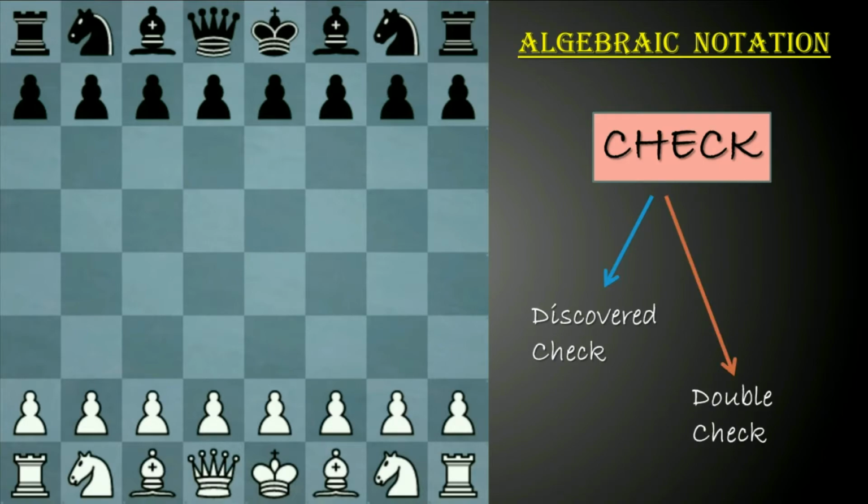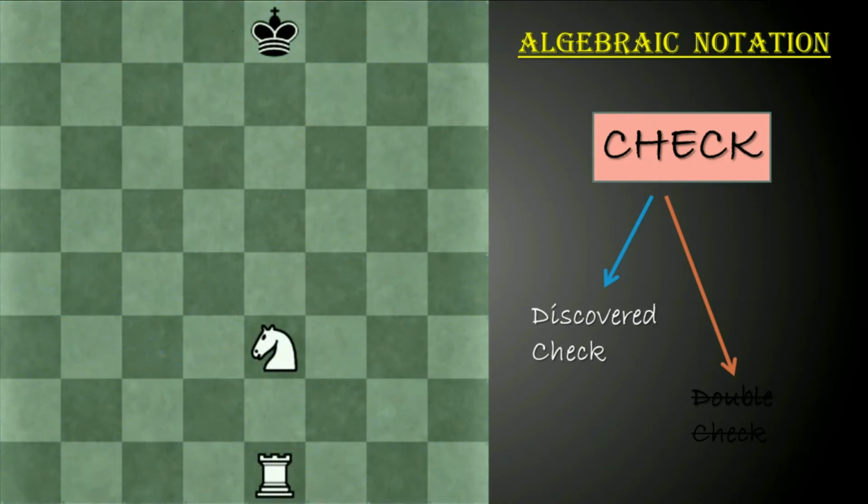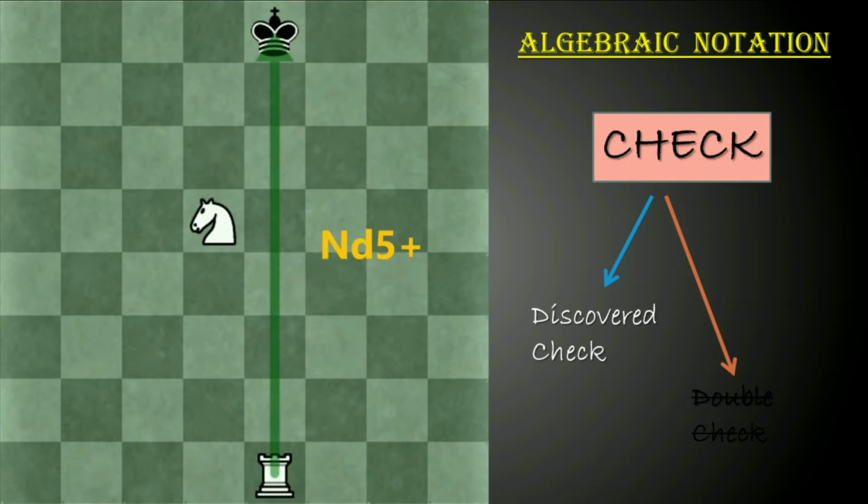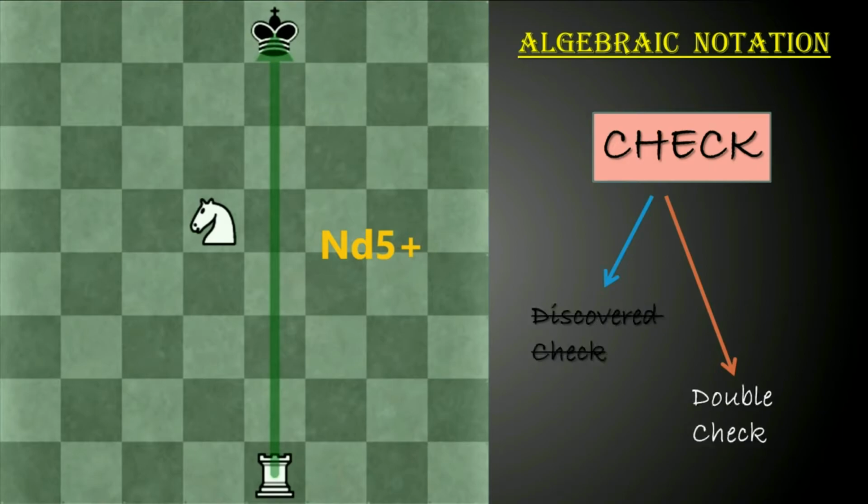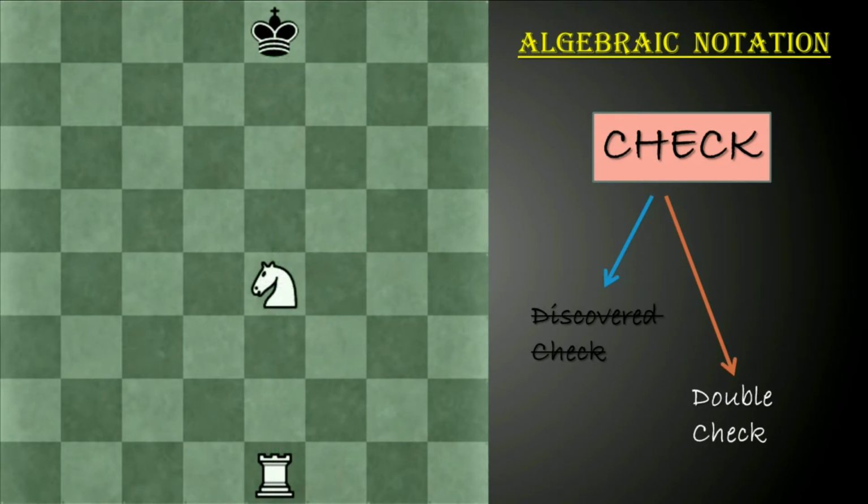Let's see. First, discovered check. Here by moving the knight, we can check the black's king by the rook. Say for example, knight moves to d5 and it is check. How is it recorded? Nothing new to add here. Just write down Nd5 plus, and not to mention the rook though it is checking the king. I repeat, not to mention the rook since it is a discovered check. Next we see the double check. In this position, the knight can move to e6 or f6 and give a double check to the black's king.